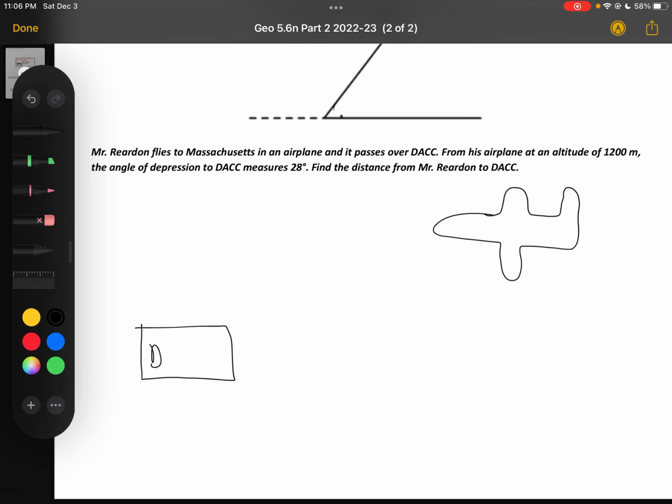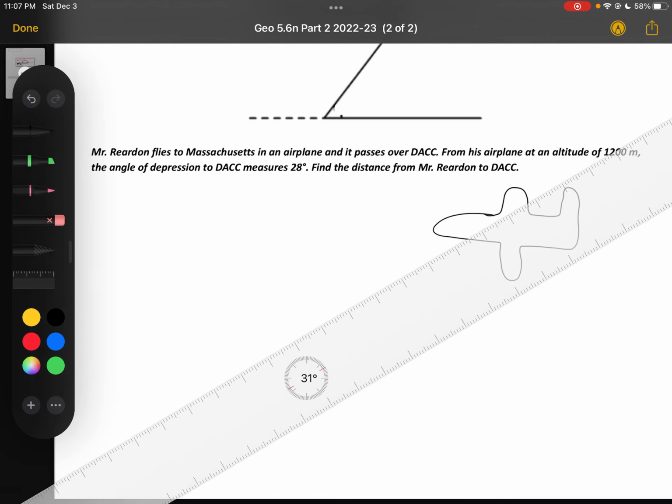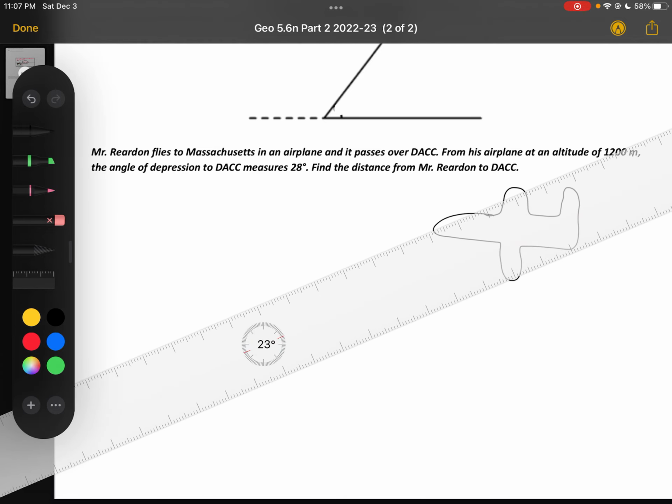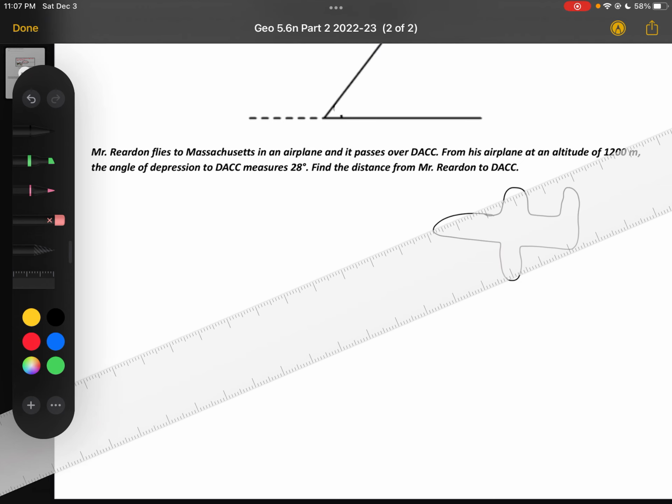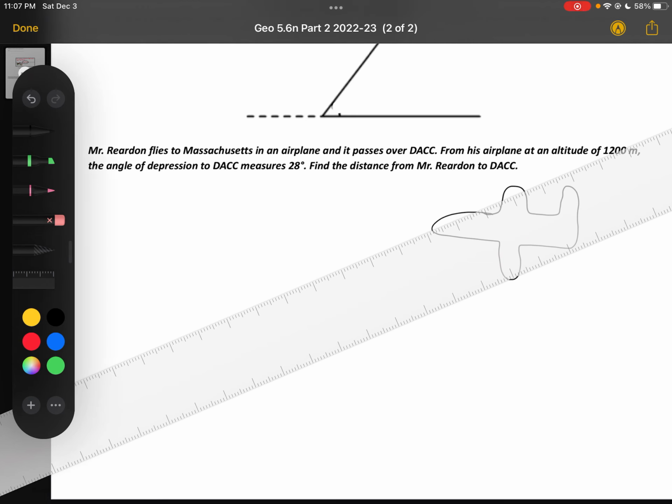So there is Mr. Reardon. And then let's draw DACC here. I know that it seems kind of silly to do something like this, but honestly, the more detailed your drawing is, the more it's going to make sense. And actually, I was a little bit hasty drawing that. We should measure out our angle first from the airplane. So 23 degrees from the airplane is what we're looking at here.